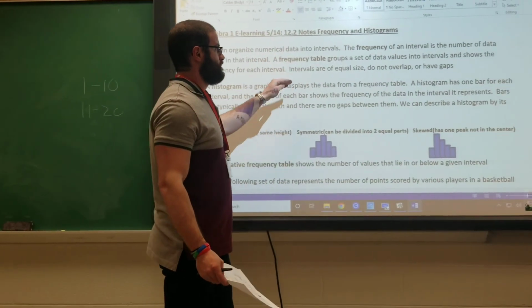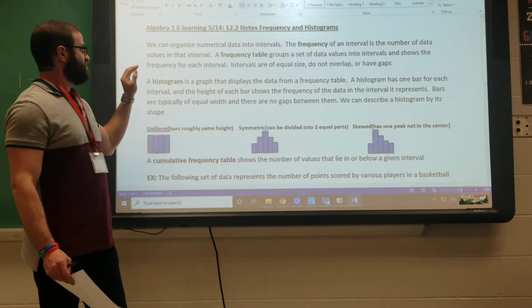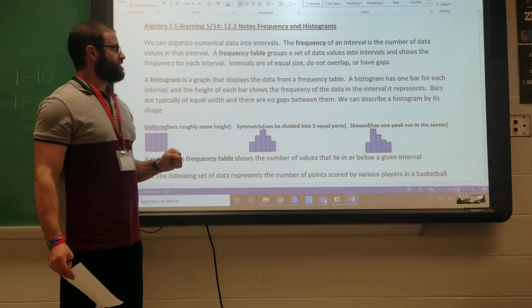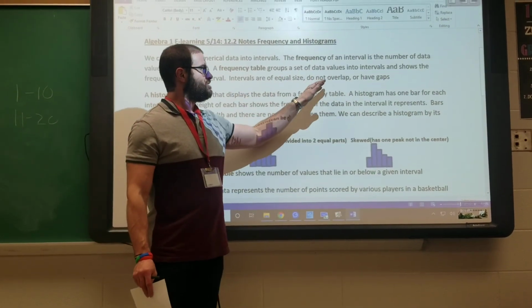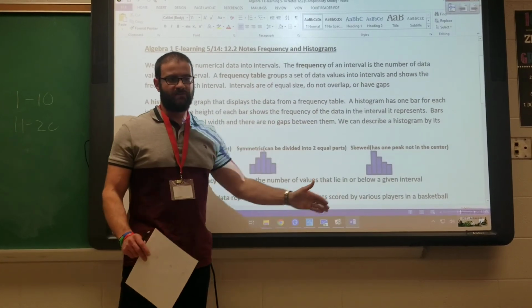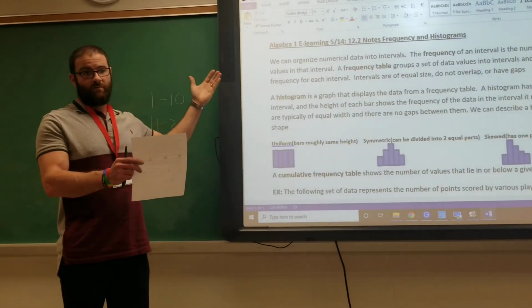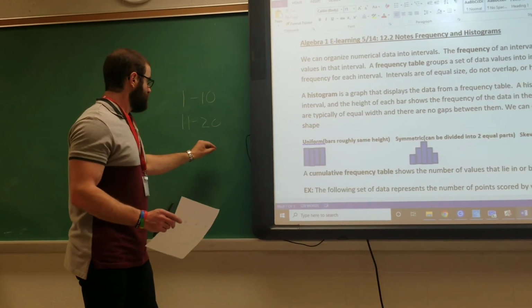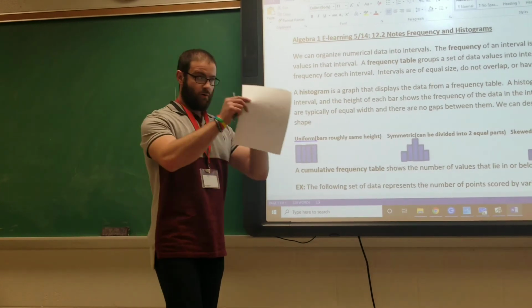A frequency table groups a set of data values into intervals and shows the frequency for each interval. Intervals are of equal size, and do not overlap or have gaps. So if we go from 1 to 10 as our first interval, then we go 11 to 20, and then 21 to 30, and so on. We don't have any overlapping.